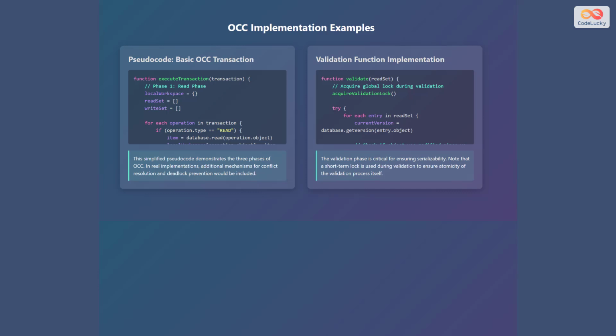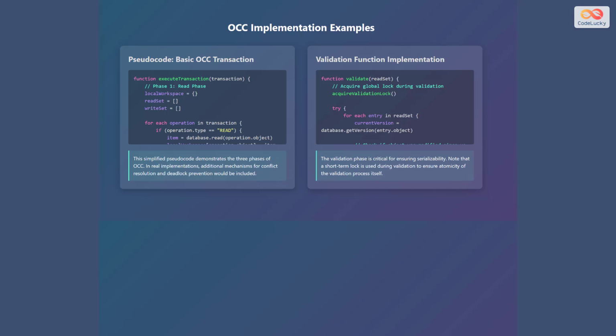A global lock is acquired during validation using the acquire validation lock function. For each entry in the read set, the current version is set equal to the database get version for the object. If the current version is not equal to the entry version, indicating that the data has been modified by another transaction, then it returns false. If the loop completes, meaning validation is successful, then it returns true. Finally, the validation lock is released using the release validation lock function.